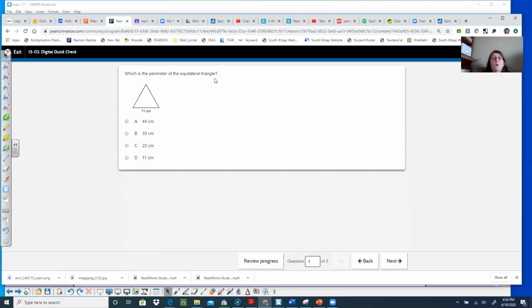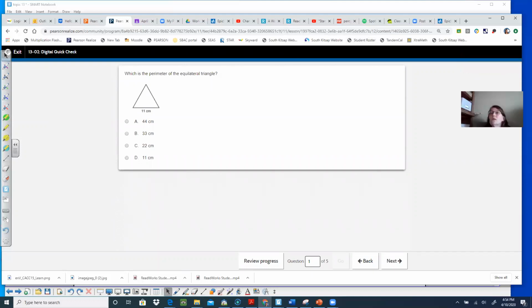So we have an equilateral triangle. I'm going to see if I can make it a little bigger because that is hard to see. Okay, so an equilateral triangle, remember that means all 3 of these sides are the same length. So if this side is 11, what's that side? What's that side? You have to decide, would the grand total be 44 centimeters, 33 centimeters, 22 centimeters, or 11 centimeters?